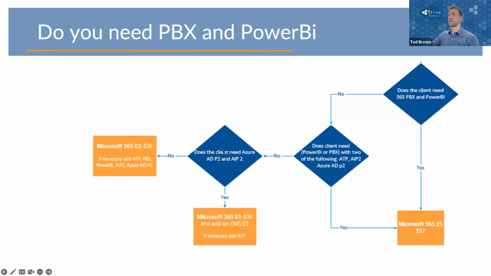But if you don't need all that, then it really gets into the question of whether the client needs Azure AD P2 and Azure Information Protection Plan P2. Again, this is the risk-based conditional access and some advanced labeling on the back end of SharePoint or Teams. If the answer is yes, then you start looking at Microsoft 365 E3 with the additional bundle of the EMS E5, which is cheaper than going to the full price of the E5. Lastly, if you don't need any of those, you're jumping over to the Microsoft 365 E3 SKU at $36, and if necessary, adding in those additional bundles that you might want to take advantage of.